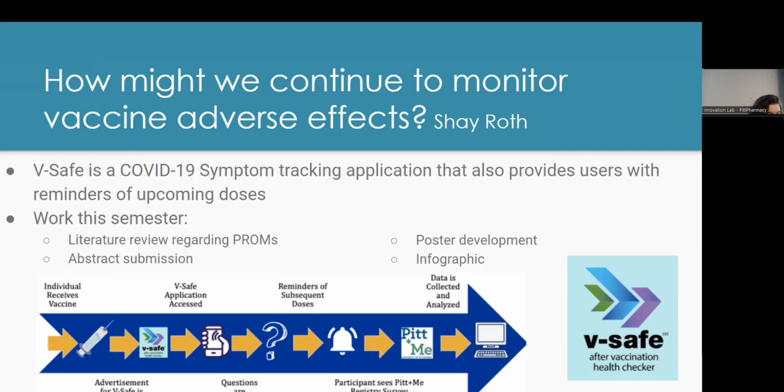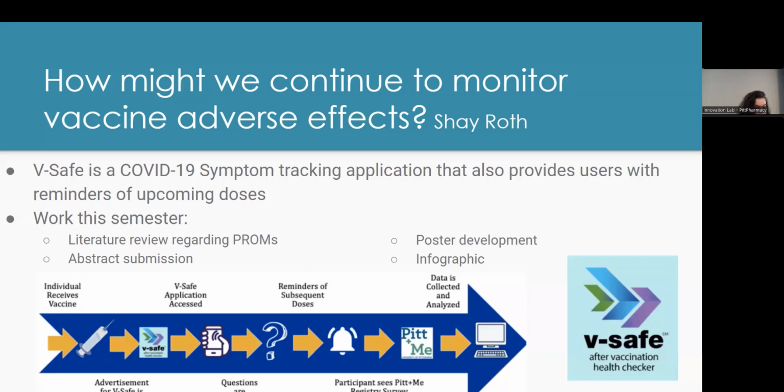The work this semester that I had done was beginning with literature reviews regarding patient-reported outcome measures. As you know, with the COVID-19 vaccine rollout, there was an emergency use authorization. So this application was really a way to track those long-term symptoms after the rollout of the vaccines.